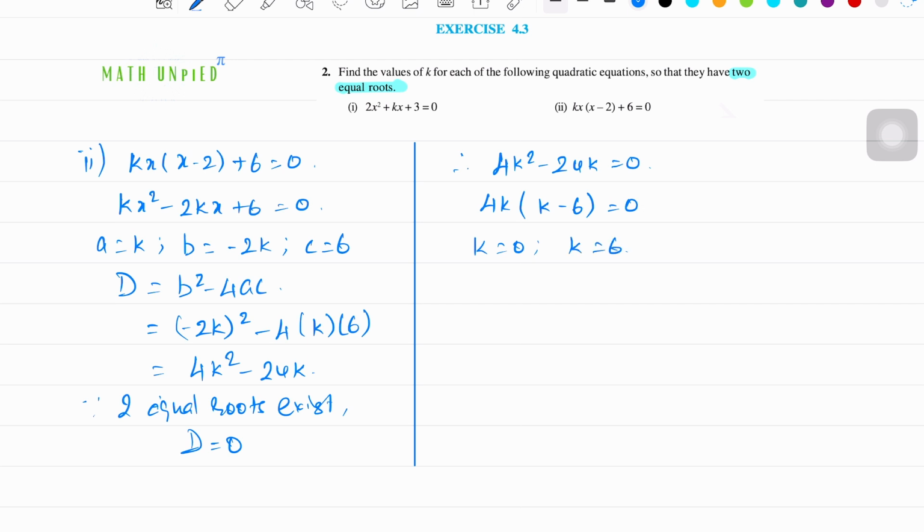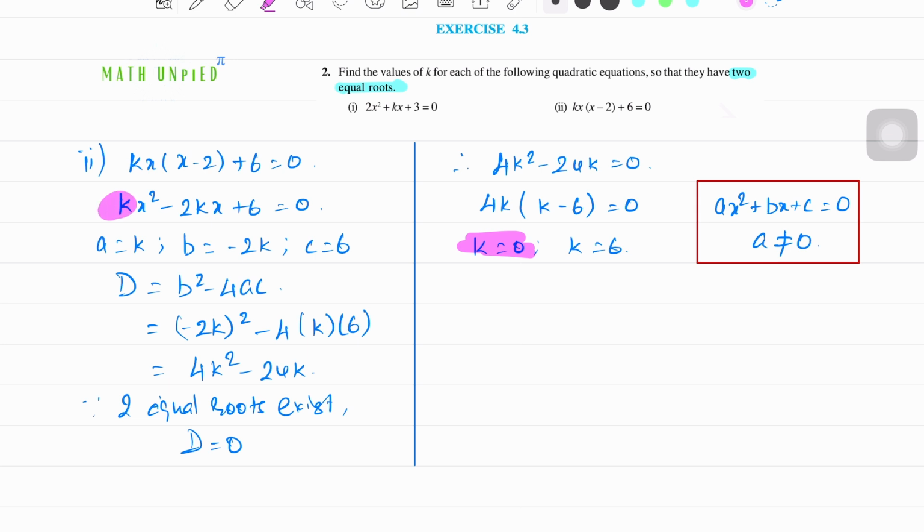But we have to discard or reject k equals 0, because in a quadratic equation of the form ax squared plus bx plus c equals 0, a is not equal to 0. This is the condition for a quadratic equation. So a should not be 0. Here we have k as a, therefore k cannot be 0. Rejecting k equal to 0, we have k equals 6 as the answer. So that's about it.